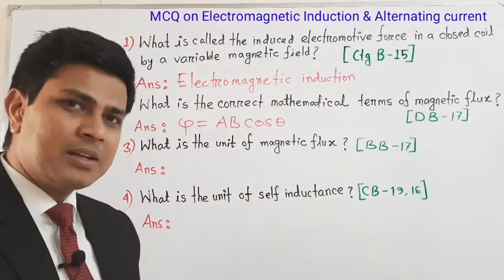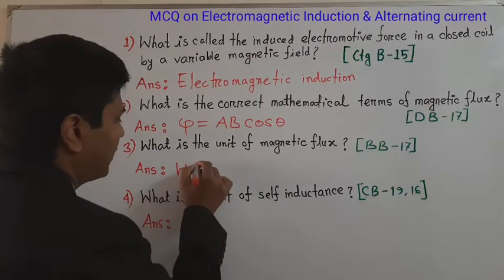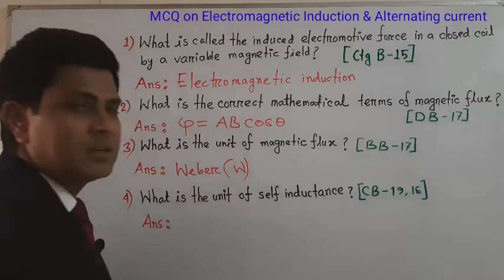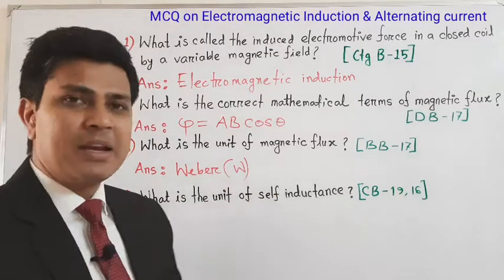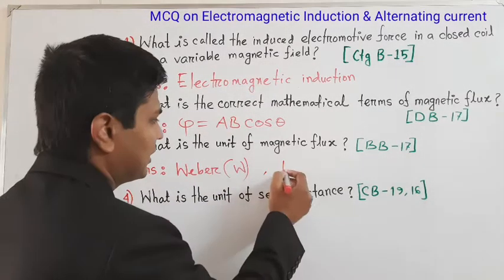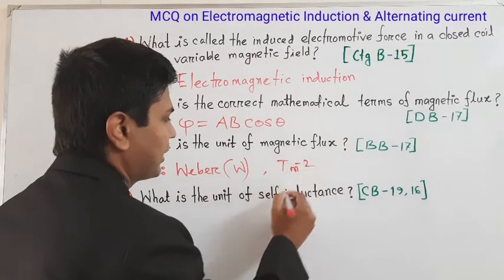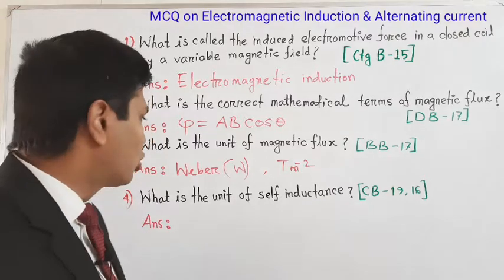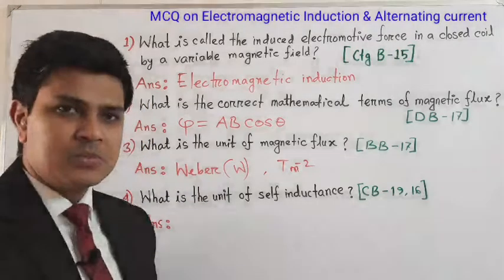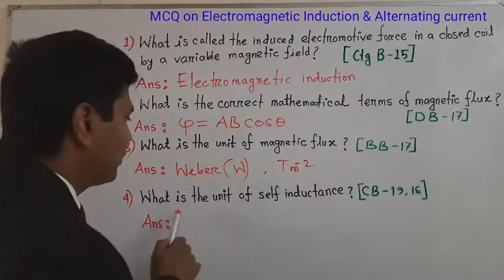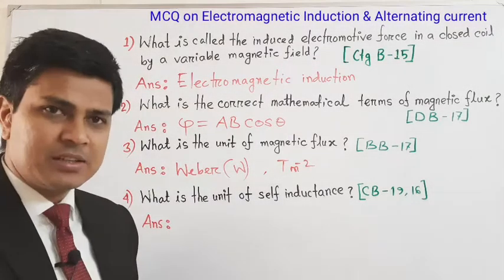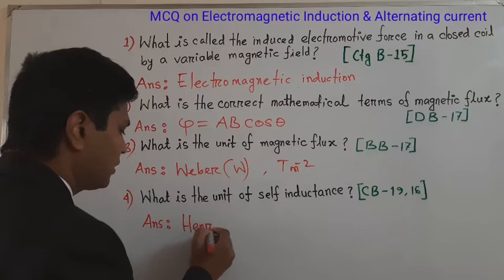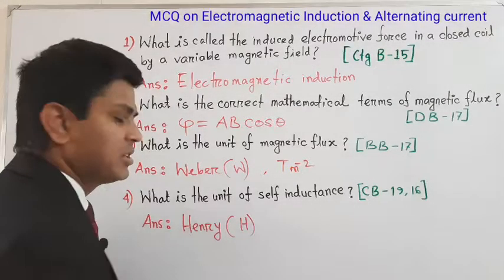Now question number 3. What is the unit of magnetic flux? The unit of magnetic flux is Weber. In short, we can write W, and there is another unit of magnetic flux, that is Tesla per meter square. These both are units of magnetic flux, but the more convenient unit is Weber. Next question, question number 4. What is the unit of self-inductance? The unit of self-inductance is Henry, and in short, you can write H.